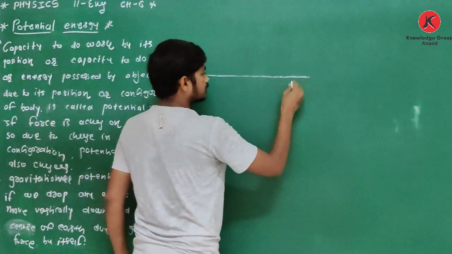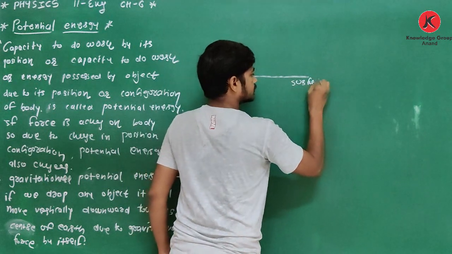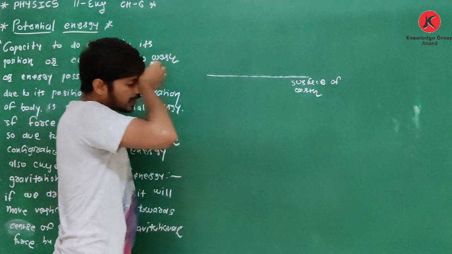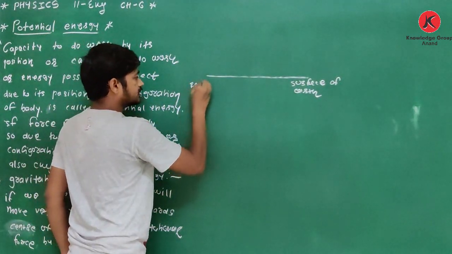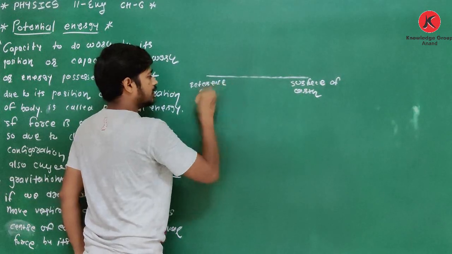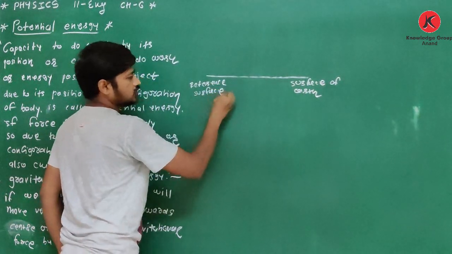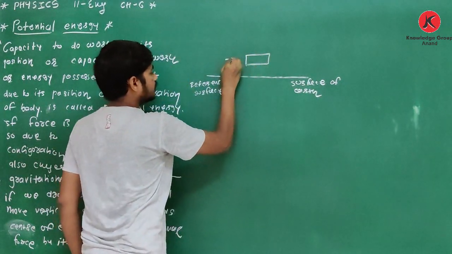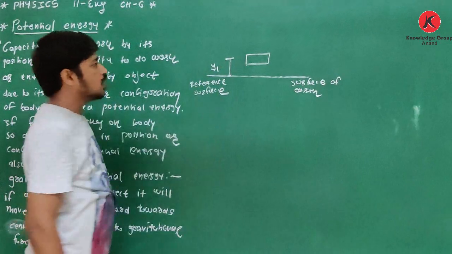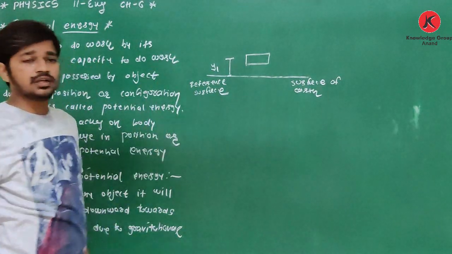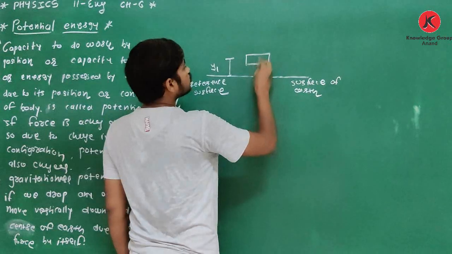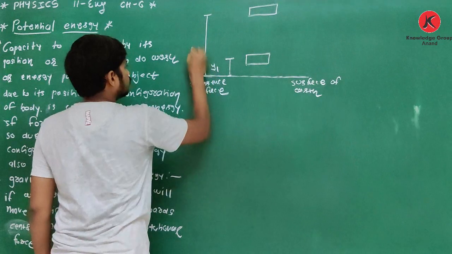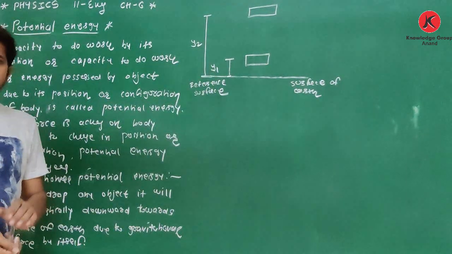Now see, I am taking one situation. It is the surface of Earth, or we can also say it is the reference surface. One block is here at height y1, in the gravitational field of Earth. And we want to bring this block to this height, at height y2. What is the question?